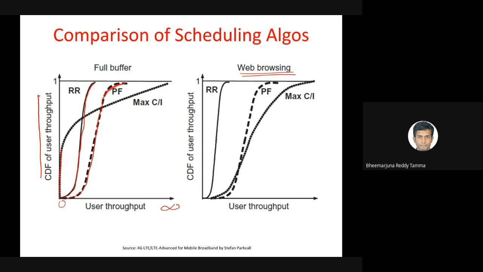But in summary, you can see that proportional fair is the one that performs in between round robin and maximum CQI. It has the best of both, and you can even say it has the worst of both. Best of both means it tries to improve the aggregate throughput of the system, and at the same time it tries to be fair to the users which are experiencing poor channel quality.